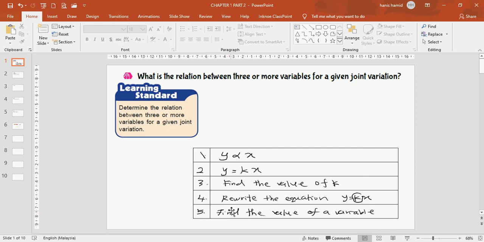So for today, we are going to continue with the new learning standard, that is to determine the relation between 3 or more variables for a given joint variation. So what happens if you have more than 2 variables?